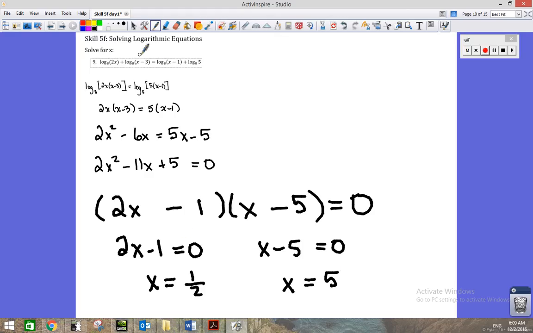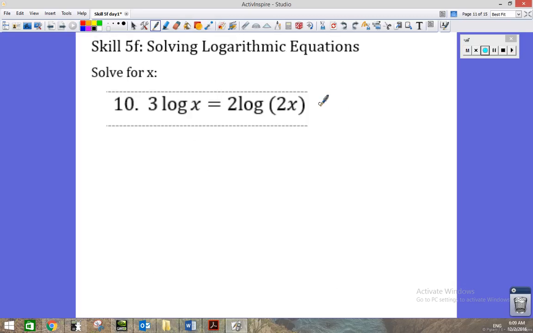However, when we plug in 1/2, we've got 1/2 minus 3 right here, and even 1/2 minus 1, we can't take the log of a negative number. Now when we plug in 5, 5 minus 3 is positive, and 5 minus 1 is positive. So we're good to go on this one. Alright, so there's my solution for 9. Let's go ahead and do 10.